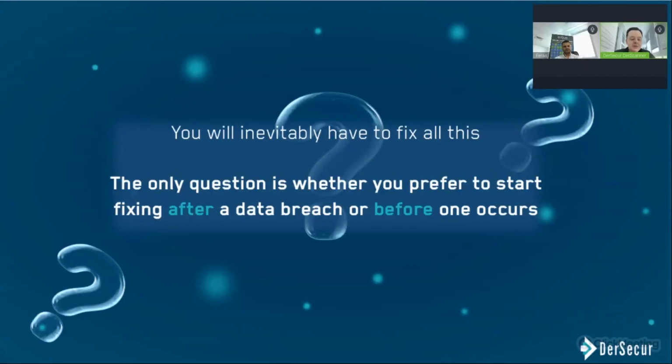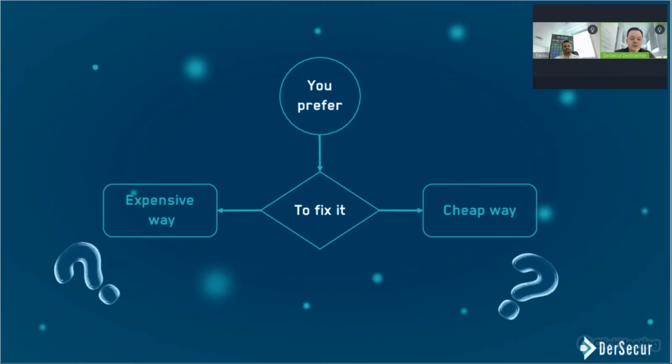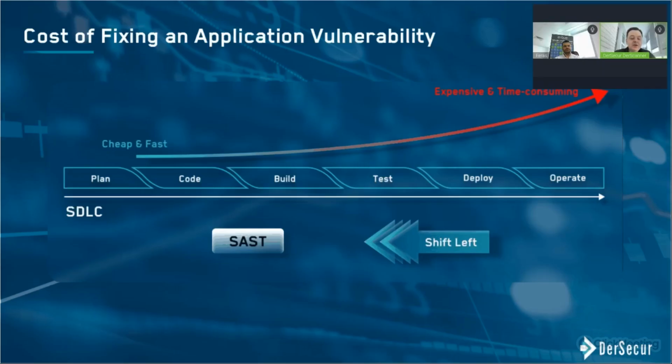And the only question here is, are you going to fix all of these issues before a data breach or after a data breach? It's up to you, it's your choice. And we have two options. Would you prefer the cheaper way or the expensive way? Because if you find vulnerabilities late in the software development lifecycle, let's say when the application is already up and running, it's going to be extremely expensive and time consuming to fix all those issues.